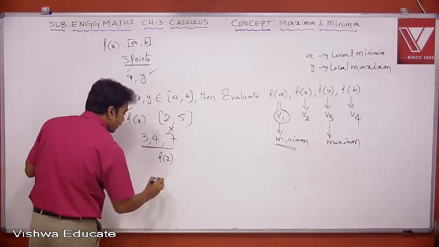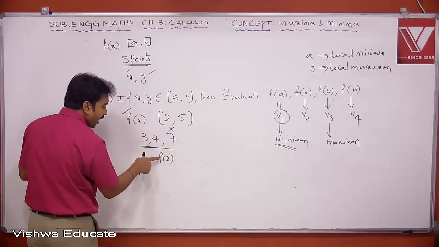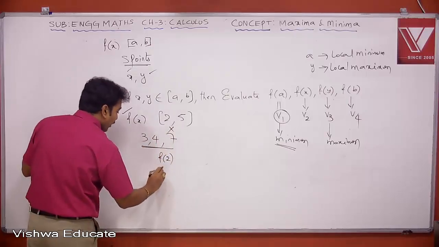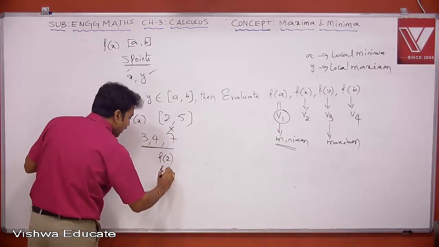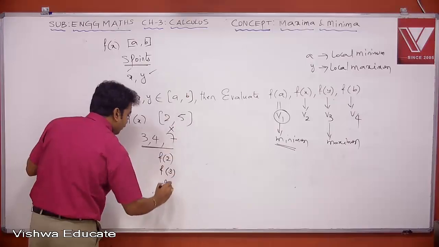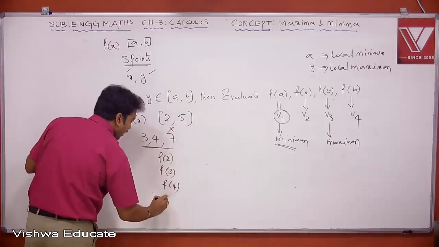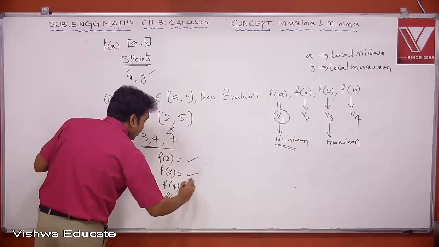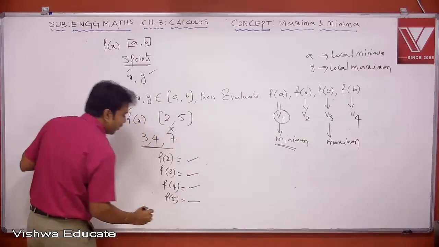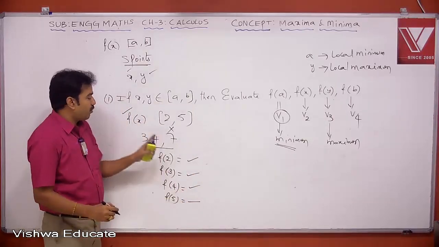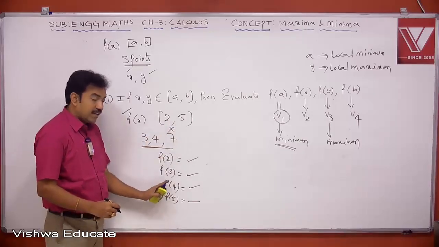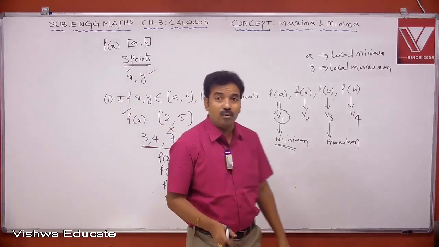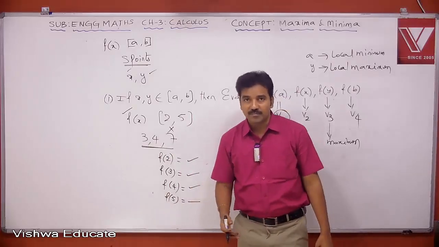So calculate f of 2. You must always calculate function value at the endpoint. That is an essential factor, compulsory. So f of 2, 3 is a member of this, calculate f of 3. 4 is a member of this, calculate f of 4. 5 is the last boundary point, calculate f of 5. So among these 4 values, whichever is maximum, that value will be the maximum of this function in this interval, and the corresponding point is called local maximum. The same you can apply for local minimum as well as minimum value.